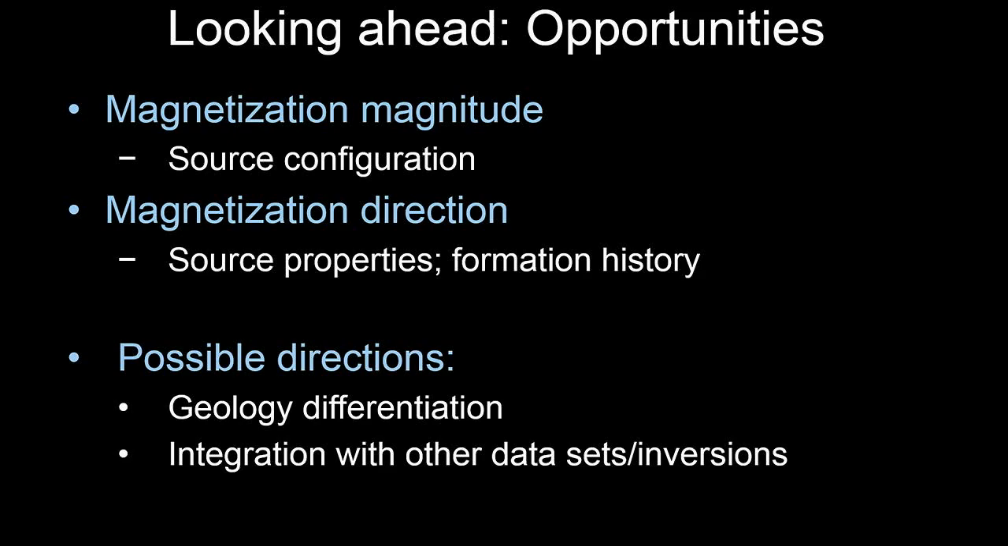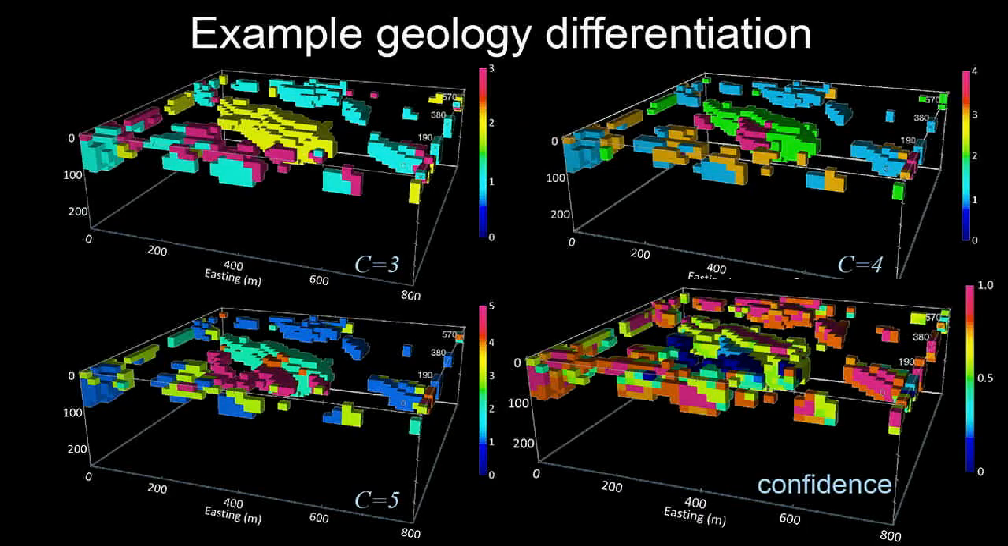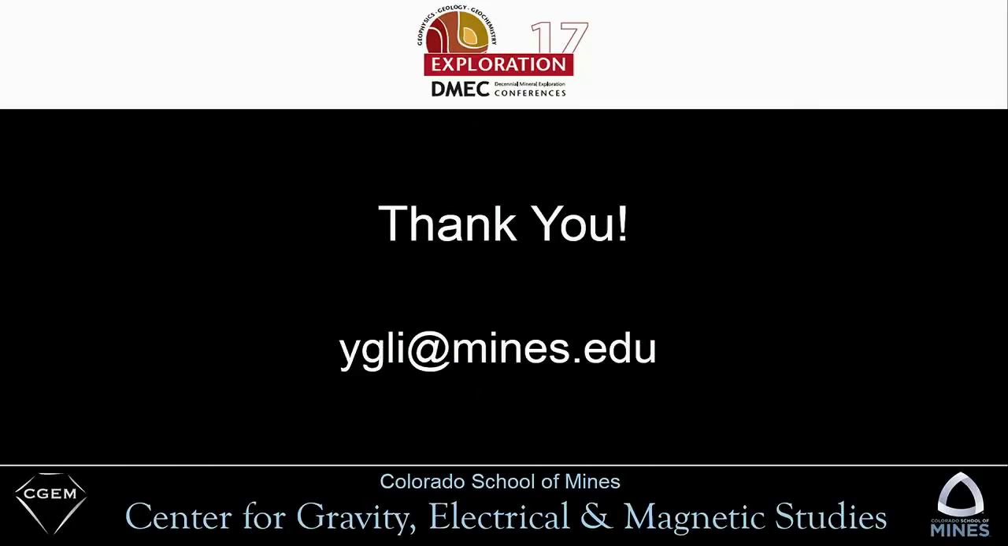That then leads us to 2 distinct possibilities. One, we can use this to do geology differentiation, distinguishing different magnetic sources. But more importantly, I think we now have a collection of tools to invert magnetic data. Then the question is, instead of focusing on the tools themselves, how do we use these tools to integrate with other geophysical data? This example for geologic differentiation I will not go into; it's in the paper, and I will leave it there. Thank you.